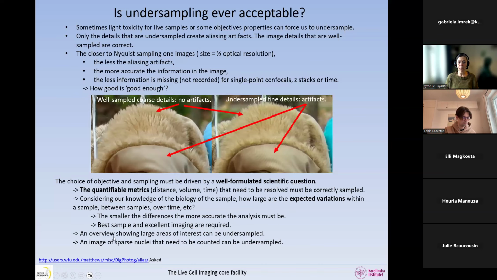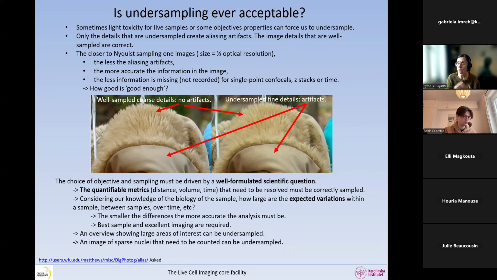So for example, if you acquire an overview of your sample, and the scientific question that you want to answer with this image is where are the borders of my sample, you do not need any high resolution for that. So you can do whatever you want. Use a low magnification, low NA objective. Make enormous pixels, fine. As long as it shows you the border, you are reliably answering your scientific question.